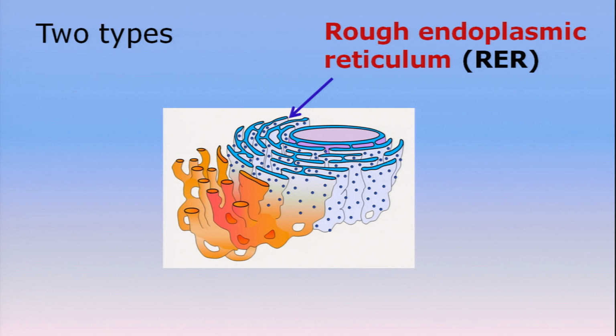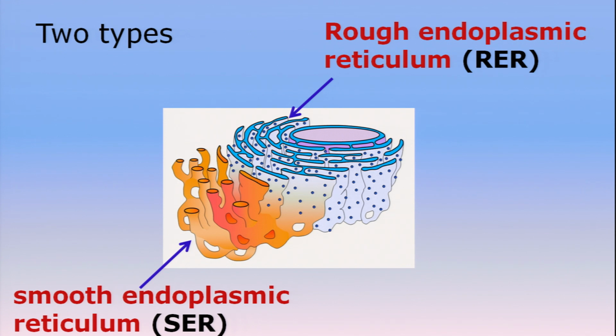But the tubules do not have ribosomes attached to their surfaces. That's why they do not appear rough, and we call them smooth endoplasmic reticulum or SER.